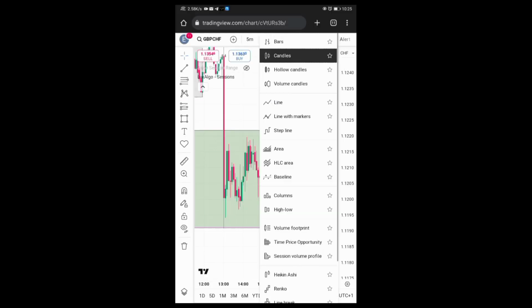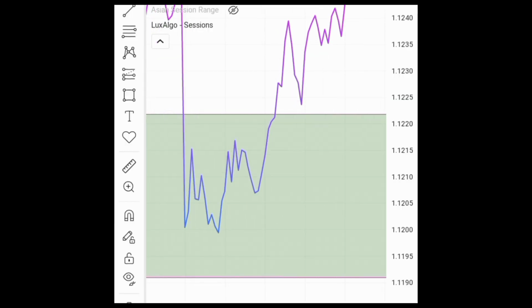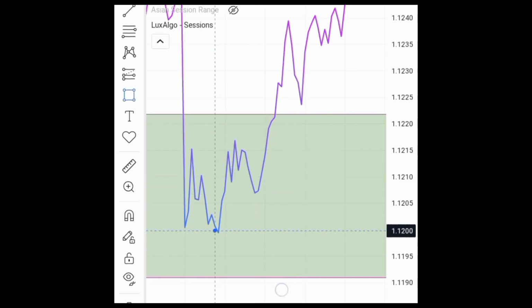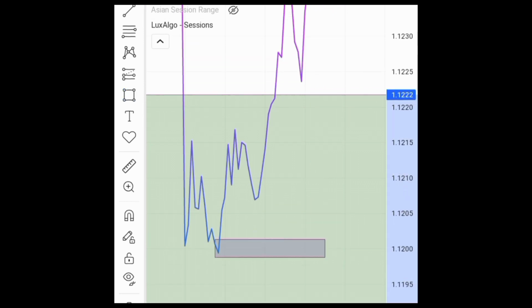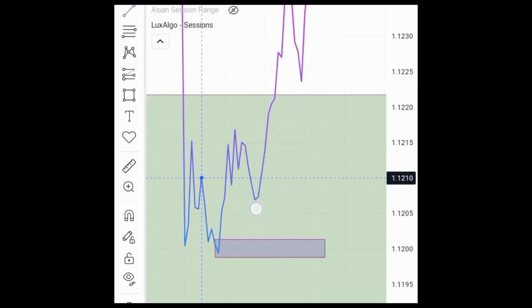Let's move it to a line chart and see. You see, on this line chart, we've seen a nice break of structure from here. You've seen that this leg was able to break this structure here to the upside. That was the first one we marked, to the upside.